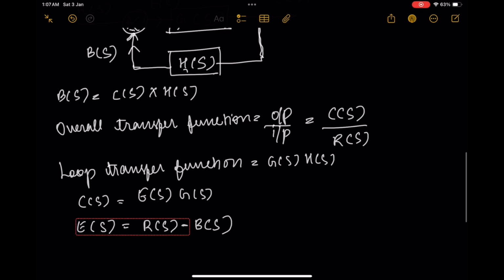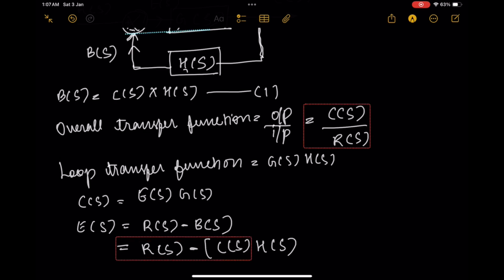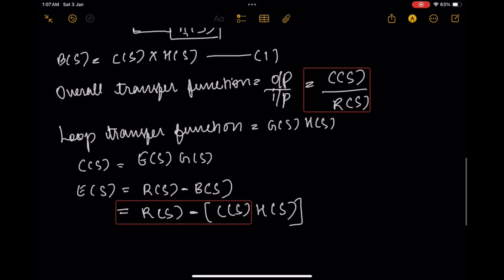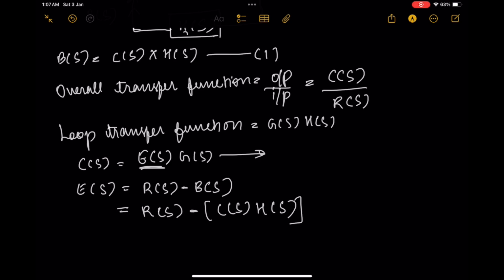And from the above equation we have written what B of S is. I am taking H of S as 1 and putting that value here. And it will be R of S minus B of S, where B of S is C of S into H of S. Okay, now that I have written what E of S is, I will move on to C of S. We have written C of S here, and here there is the E of S term, right? So we will put this value into C of S.